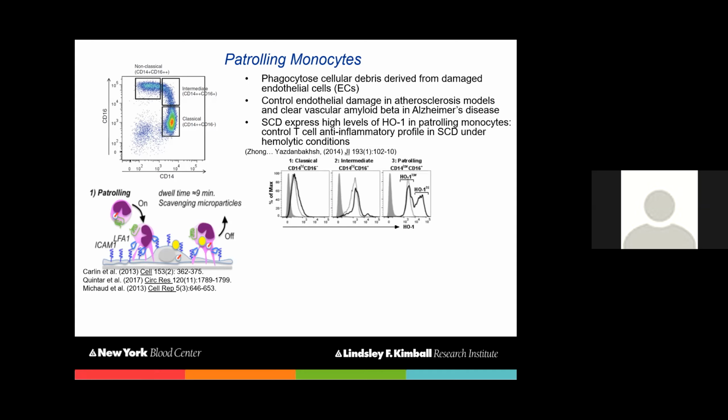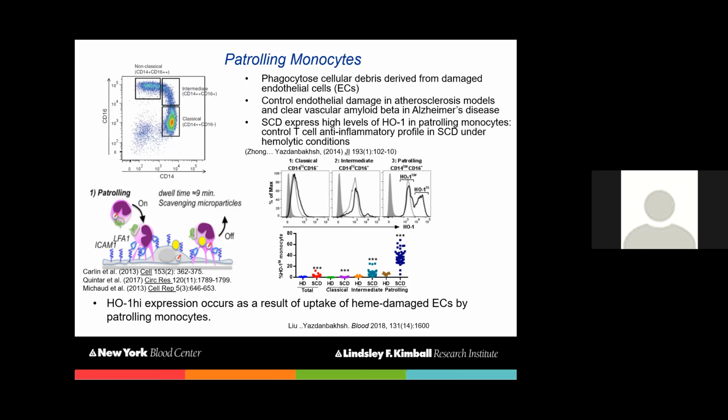What we found, looking at it more closely, was that these patrolling monocytes in sickle patients, only in sickle patients, not in healthy donors, have this extra, really high HO1 high subpopulation. We've shown it's a subpopulation by comparison, and it's all published. In some patients, as many as 60% of their patrolling monocytes express this HO1 high population. Again, unique to sickle patients.